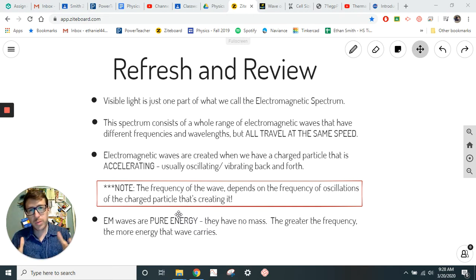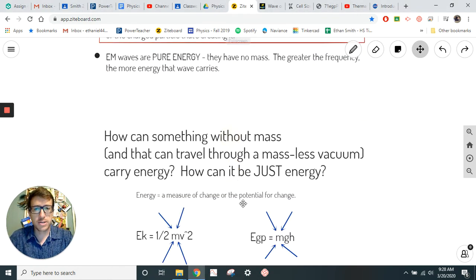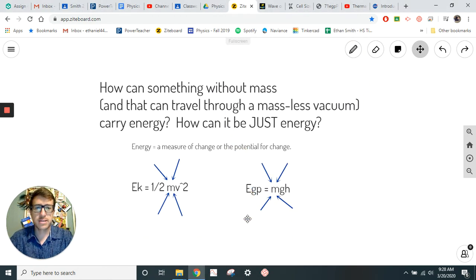Now, what's really weird about this, and what I want to start talking about today, is that these waves are pure energy. They have no mass. So how does that work? And these waves can also travel through massless vacuums, so they don't even need to travel through air or something with mass. But how can something without mass carry energy? How can it be just energy?